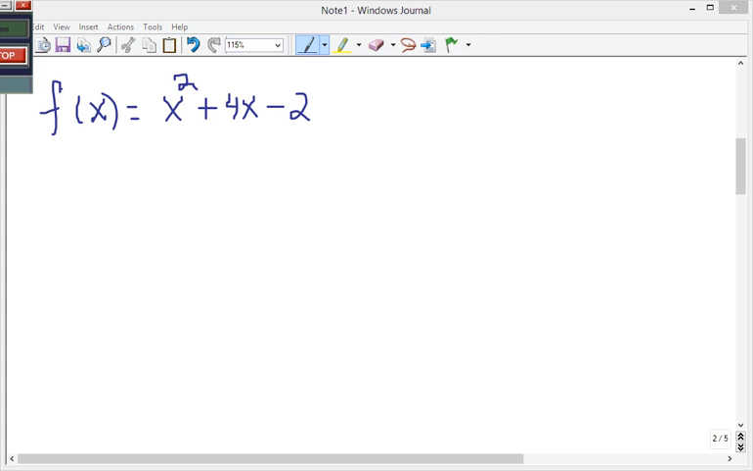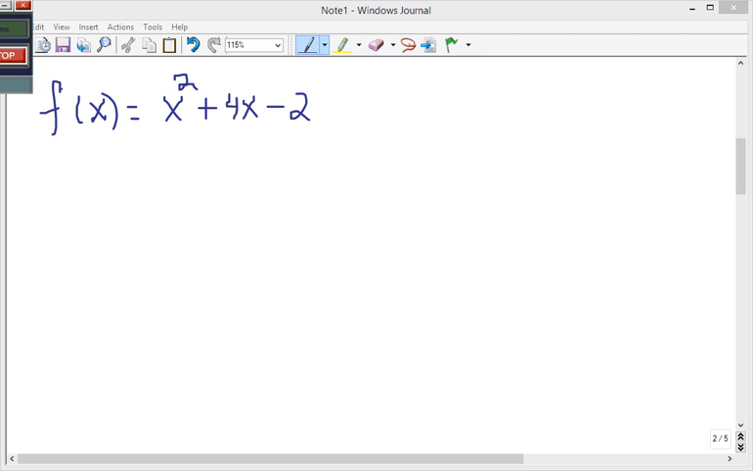Alright, so here's a quadratic, and this quadratic is in general form, we want to get it into standard form, the vertex form. So we want to make a perfect square. We call this process completing the square, and you should have seen this before. We used it in other things in previous classes.